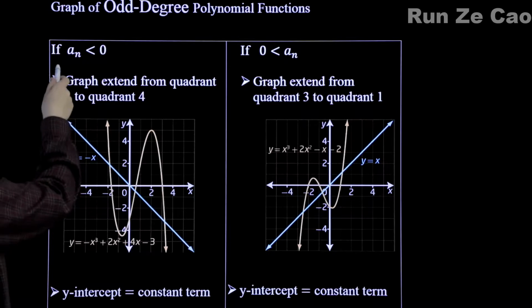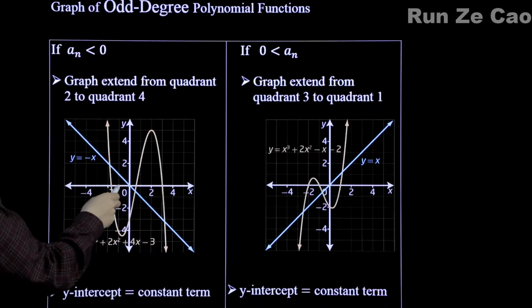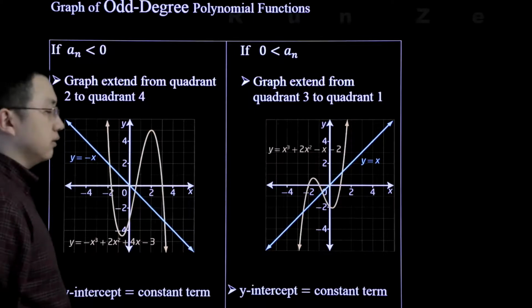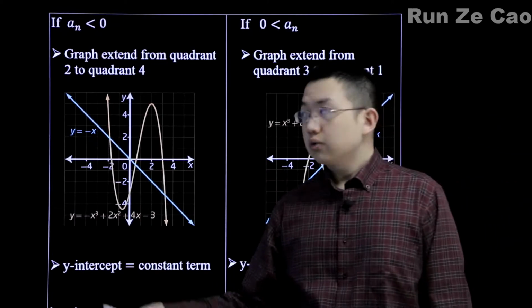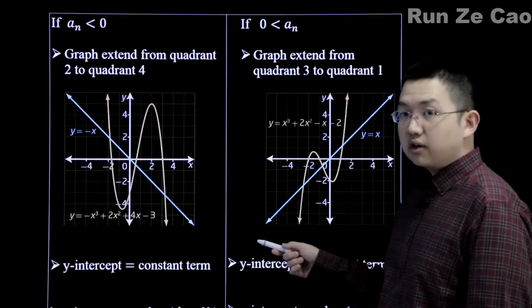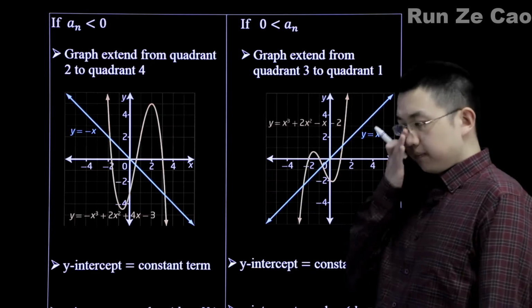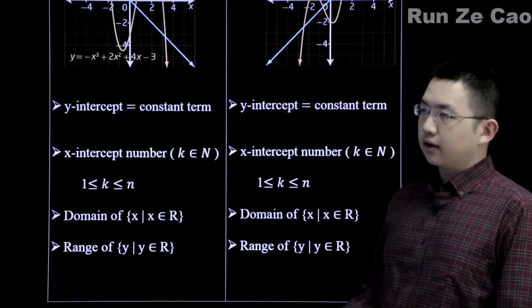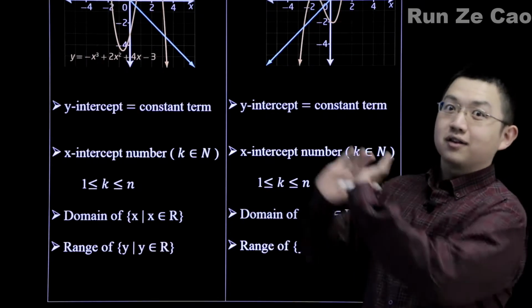So, the general rule is that if the leading coefficient is less than 0, then you will end up approaching positive infinity in terms of y value as x approaches negative infinity. So you will be going from quadrant 2 to quadrant 4. And if the leading coefficient is positive, then you will go from quadrant 3 to quadrant 1. We note that the y-intercept is, of course, the constant term, because if you set x equal to 0, everything but the constant term disappears.